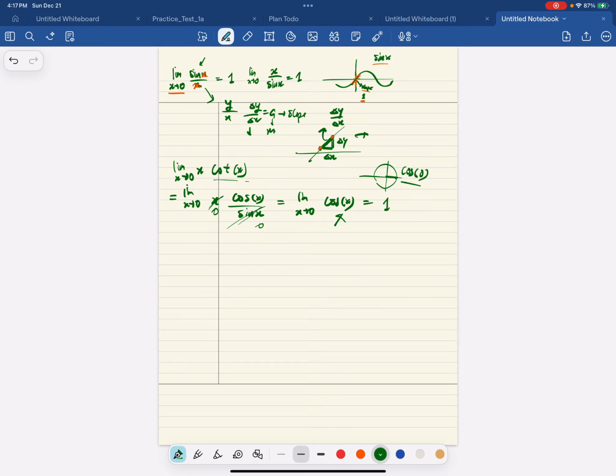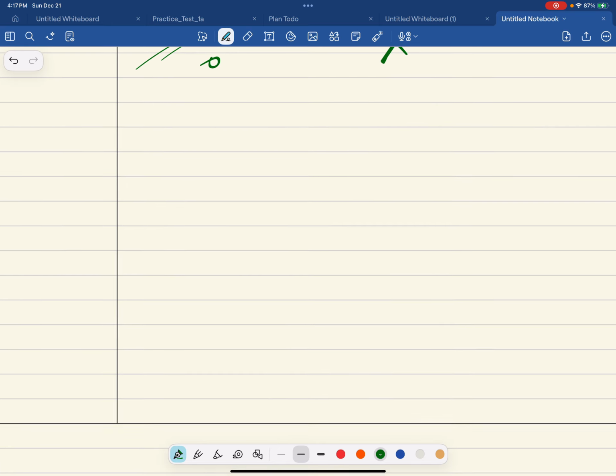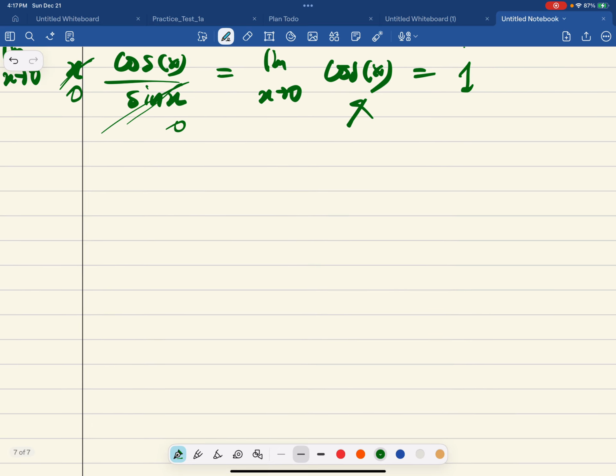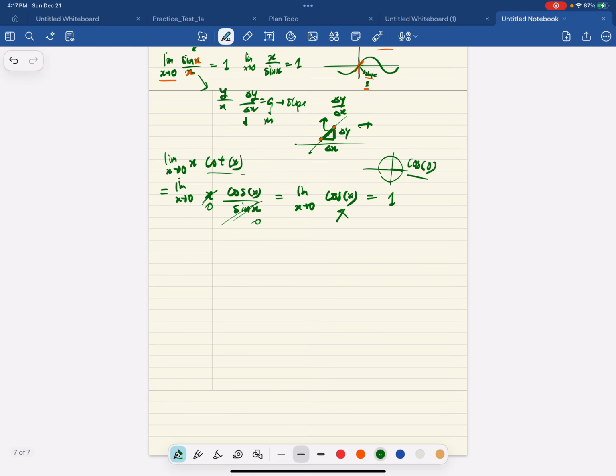So they will be independent. If it's a trig question, it's going to stay trig. If it's a fraction, it will stay a fraction. Another, the second concept, the second type of limit.